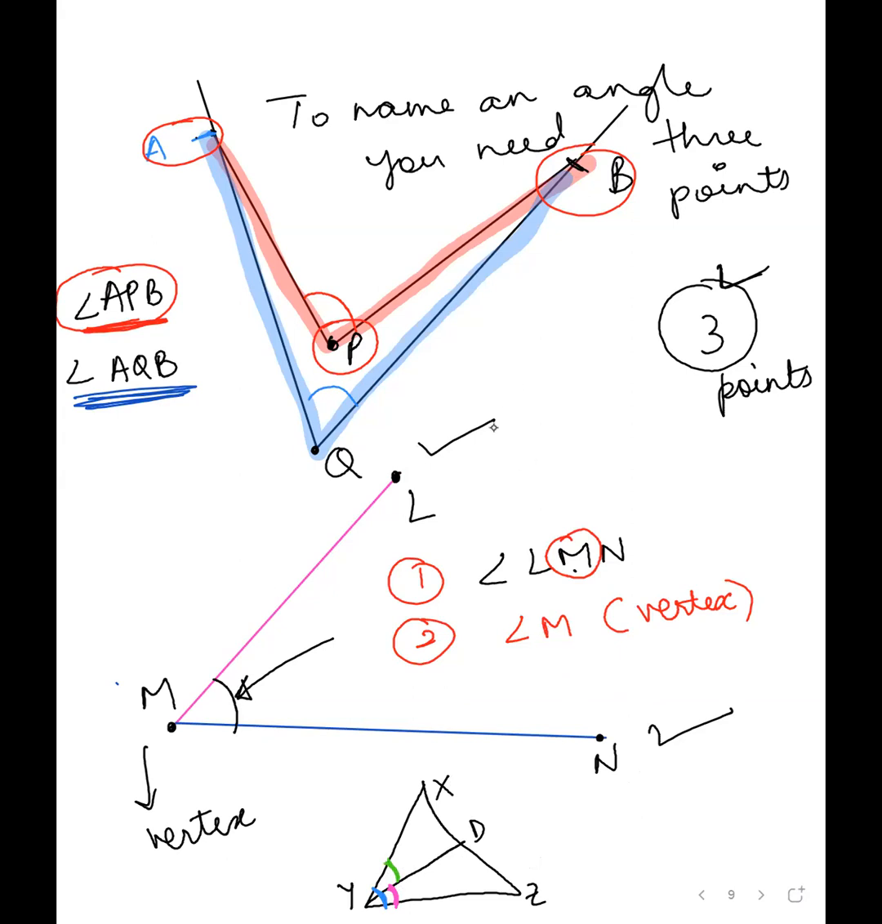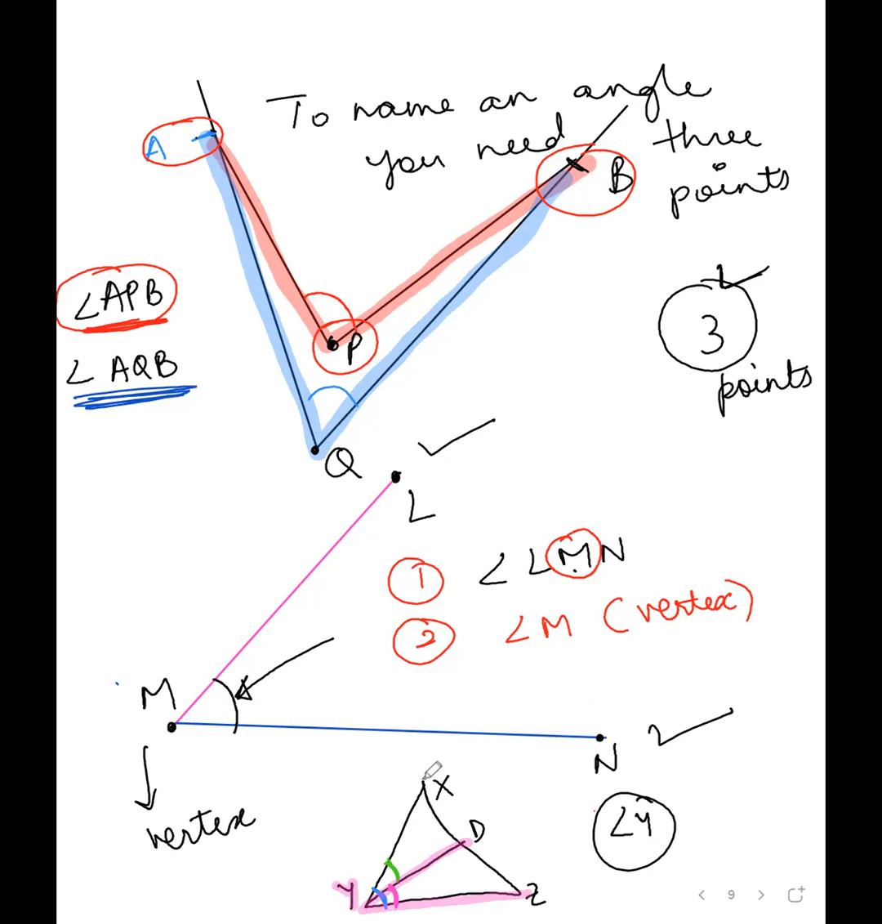Now, Hiba, if I say angle Y, you will ask, ma'am, which one is angle Y? At the vertex Y, you have three angles. Angle DYZ is also an angle which has vertex Y.